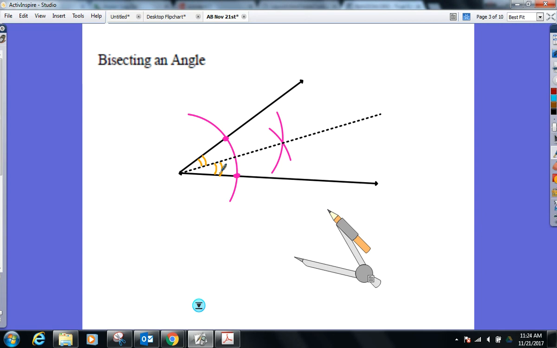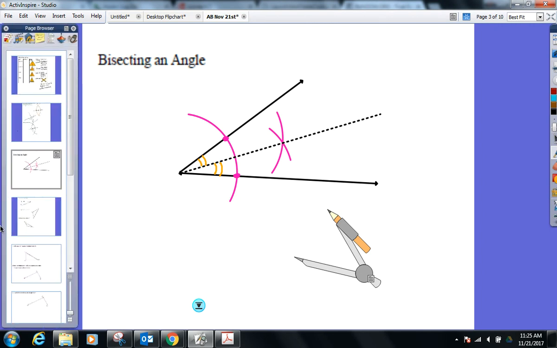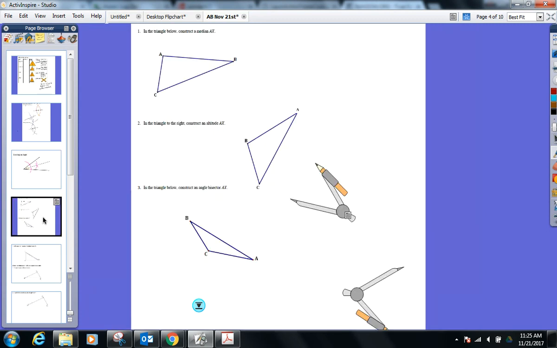Okay, after all that review, we should be able to do anything now. Medians, altitudes, incenters, circumcenters, we should be able to do everything. So let's try it out now, but now let's actually put it inside a triangle. Okay, let's put this inside a triangle. All right, here we go.